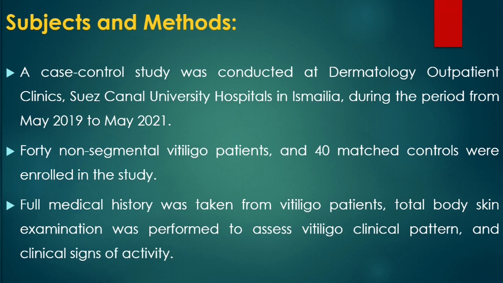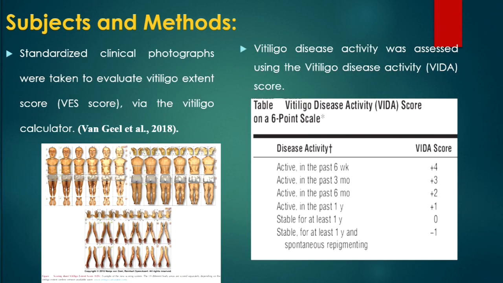Full medical history was taken from vitiligo patients. Total body skin examination was also performed to assess vitiligo clinical pattern and clinical signs of activity. Standardized clinical photographs were taken to evaluate vitiligo extent score via the vitiligo calculator. Vitiligo disease activity was assessed using the VIDA score on a 6-point scale.